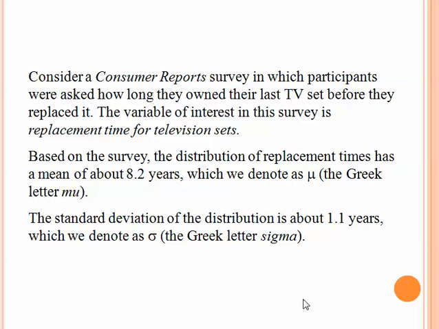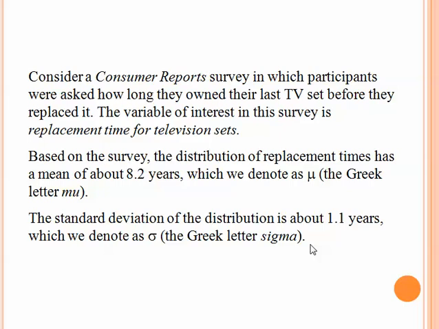Based on the survey, the distribution of replacement times has a mean of about 8.2 years, which we denote as mu. Usually the mean of a population is given the Greek letter mu. And the standard deviation of the distribution is about 1.1 years, and this is denoted by the Greek letter sigma.